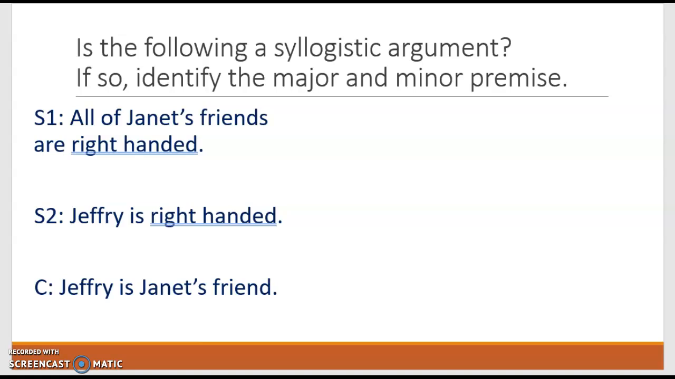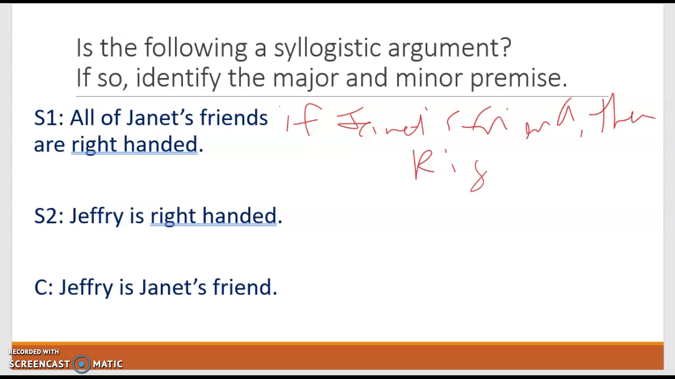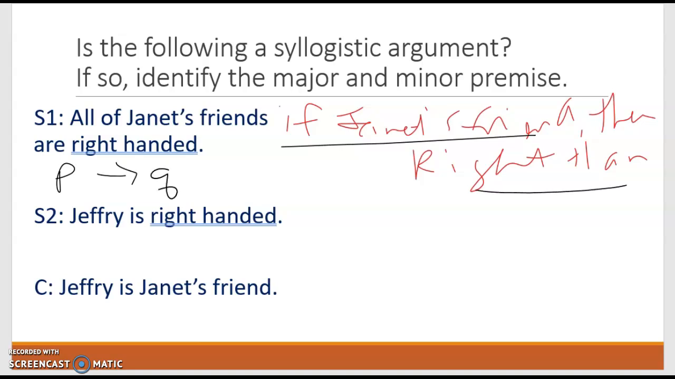Okay, so again, just like we did in the last example, let's think through statement one as an if-then statement. So, if you are Janet's friend, then you are right-handed. That leads us to, if you're Janet's friend, that would be P, then you're right-handed. Jeffrey, this is specific, is right-handed. Right-handed is the second part. This is Q. So we're saying all of Janet's friends are right-handed. Jeffrey is right-handed. Therefore, Jeffrey is Janet's friend. Being Janet's friend is the P statement.